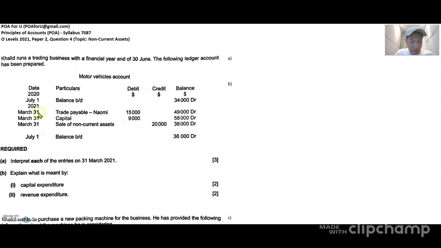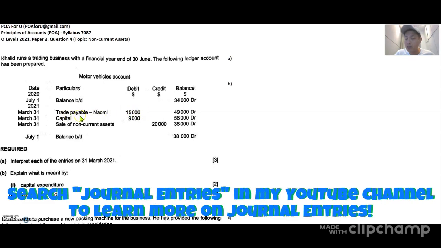Now, there are three transactions booked on the 31st of March, and they have asked us to interpret what they are. Looking at the first one, you have a debit entry to the motor vehicle account, and a description that says trade payables Naomi in the particulars. Anything in this section indicates the name of the other account that the double entry goes to. So if it's a debit to motor vehicle of 15,000, then you are crediting trade payables Naomi. So what does that mean with this journal entry?